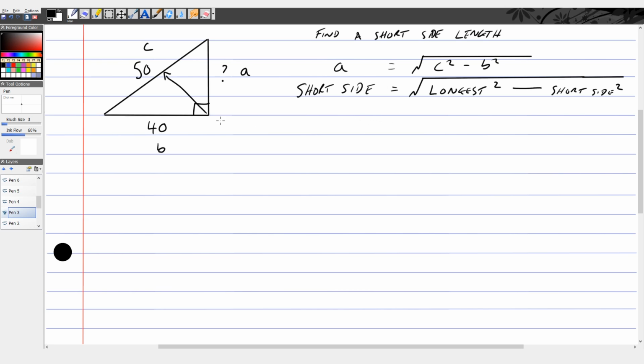So the other short side that we're after, A, is equal to the square root of the longest squared, so that's 50 squared, take away the other short side squared that we know. So 50 squared, take away 40 squared. And then we get our calculator up.